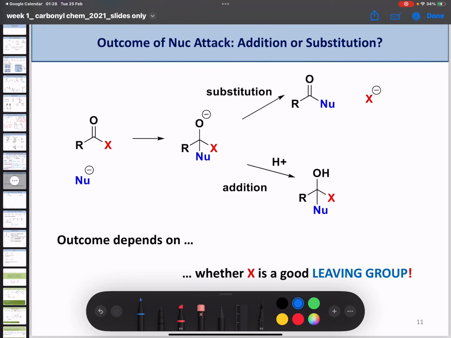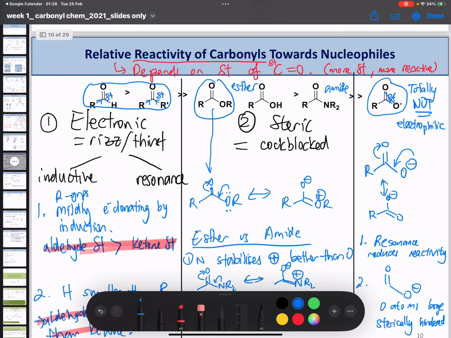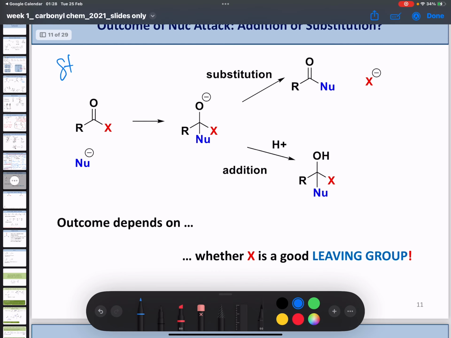Okay, so whether or not you will get addition or substitution, it's really simple. It depends on the leaving group. So previously we were talking about this whole thing, right? And on the previous slide we were talking about the delta plus. This only affects the nucleophilic attack. So this only affects this step whereby your nucleophile is going to attack. It only affects that step.